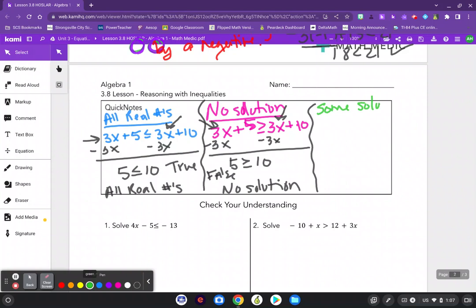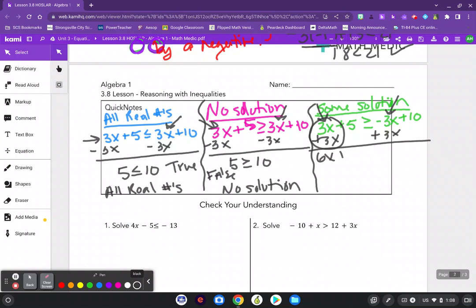And the other option is if I had something like some solutions. When we talked about equations, we either had infinite solutions or all real numbers, no solution, or one solution, when you're just equal to that number. With inequalities, we could have some solutions, right? Equal to like half of the number line. And so an example of that would be something like 3x plus 5 greater than or equal to negative 3x plus 10. And so in this particular case, notice I have variables on both sides, but they're not exactly the same. They're different.